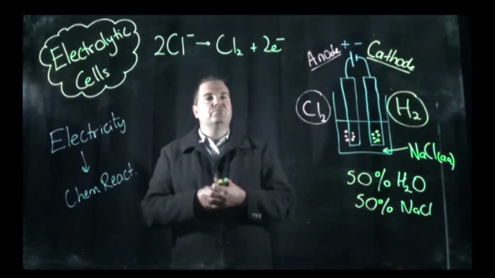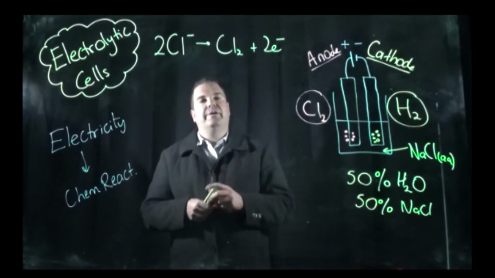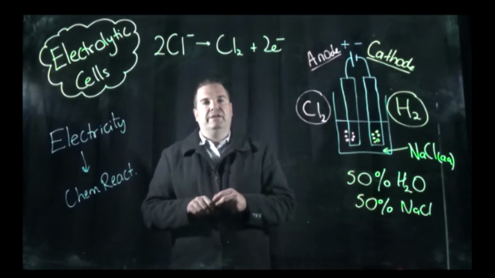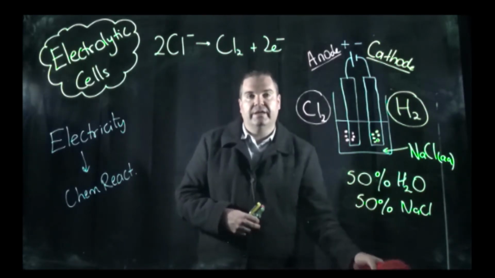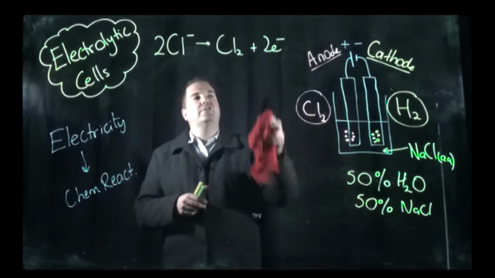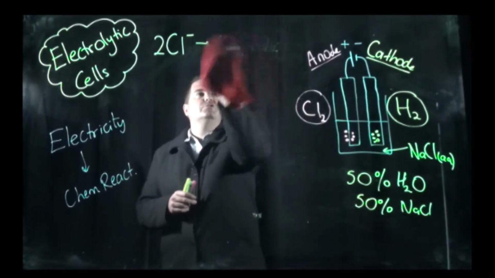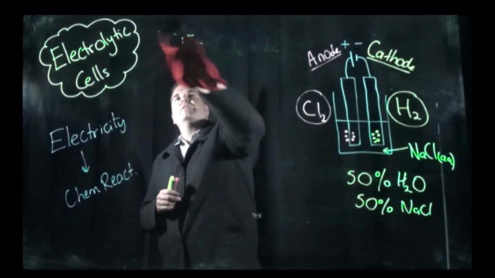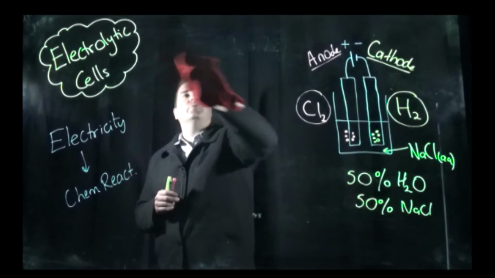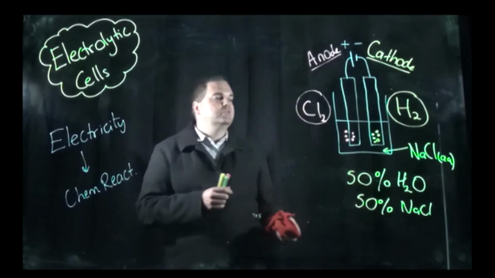So concentration is really, really important and does impact upon what you actually get from the product of a chemical reaction when you're doing electrolysis. We still get hydrogen over there because, as I said, the sodium is too reactive. One other thing I'm going to talk about is what we call the nature of the electrodes.